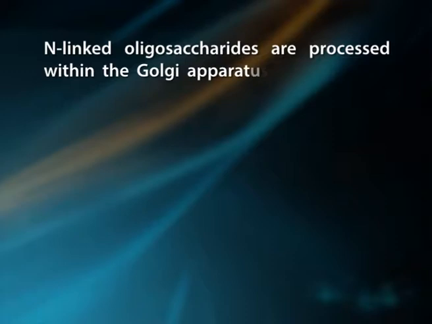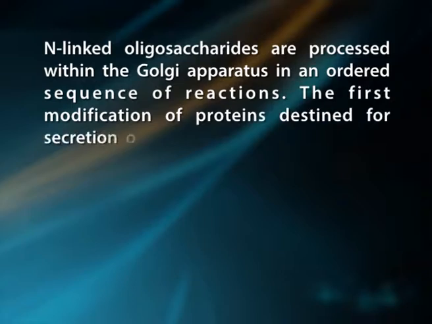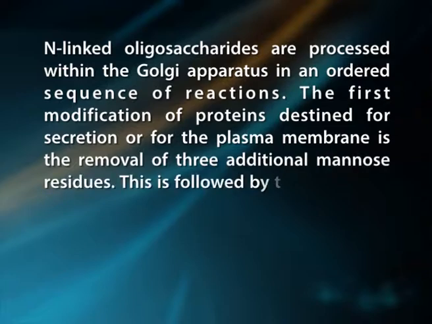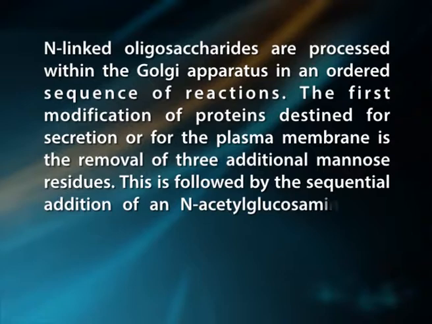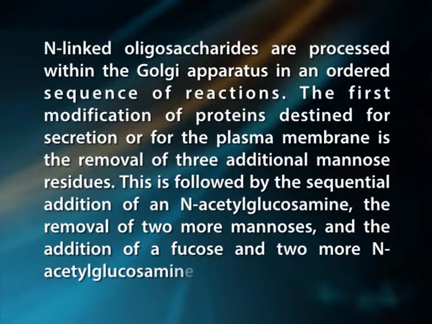Following transport to the Golgi apparatus, the N-linked oligosaccharides of these glycoproteins are subject to extensive further modifications. N-linked oligosaccharides are processed within the Golgi apparatus in an ordered sequence of reactions. The first modification of proteins destined for secretion or for the plasma membrane is the removal of 3 additional mannose residues. This is followed by the sequential addition of an N-acetylglucosamine, the removal of 2 more mannoses, and the addition of a fucose and 2 more N-acetylglucosamines. Finally, 3 galactose and 3 sialic acid residues are added.